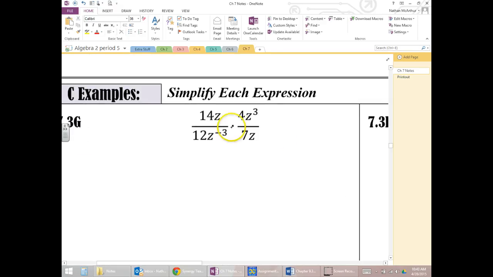So right here, since it's multiply, we just multiply the top and the bottom. 14 times 4, that's 7 times 8. 7 times 8 is 56. Then z to the 4th. 12 times 7 is 84. And then z to the negative 3 times z, that's a good one. Z to the negative 3 times z to the 1. I add those together. Negative 3 plus 1 is negative 2. So this should be z to the negative 2.